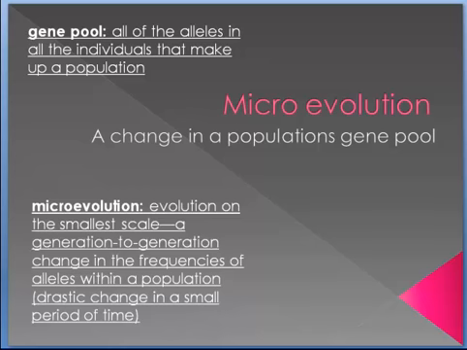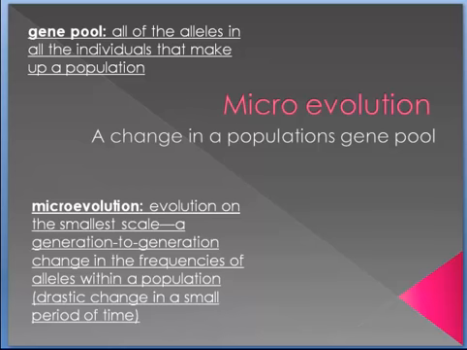In this podcast we're going to be discussing microevolution and the mechanisms of microevolution, including genetic drift, gene flow, mutations, and natural selection. To understand microevolution you first have to understand what a gene pool is. And a gene pool is all of the alleles in all of the individuals that make up a population.